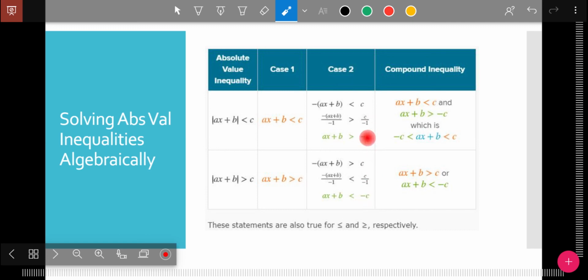So all this is really saying is when you make case 2, the right side being negative, you have to flip Pac-Man. You have to flip the sign. So when you make case 2, when you make C negative, you have to flip the sign. Very important. Please put that in your notes. When you do case 2, when you make the right side negative, you have to flip Pac-Man. At the bottom, it's just saying that that's still true if it is less than or equal to or greater than or equal to.